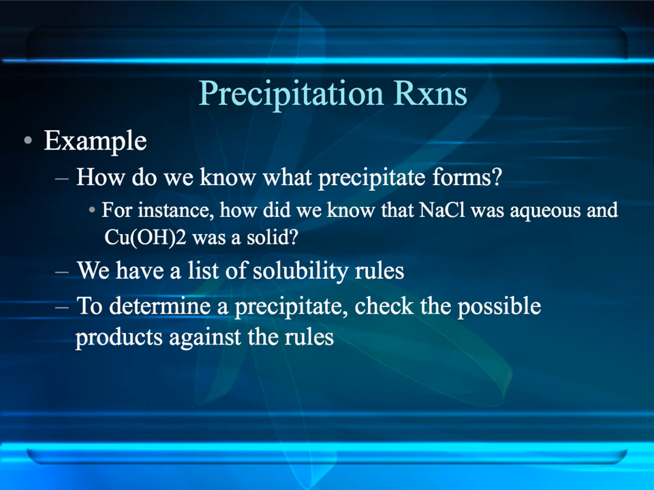Well, if that's the case, nothing has reacted at all and you get no reaction. So if you try to form a precipitate, but you check both the products and both of them are soluble, both dissolved in water, then that means you have no reaction happening. You'll be given a list of the solubility rules. You should keep that, or you already have one. To determine a precipitate, you check the possible products against the rules, and see what you're going to form.